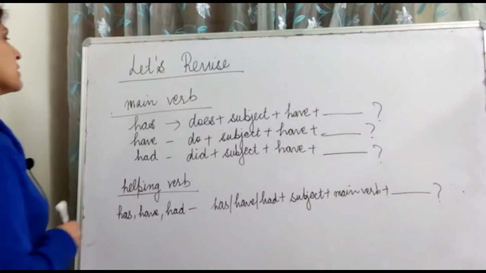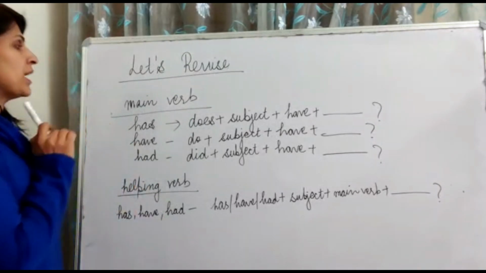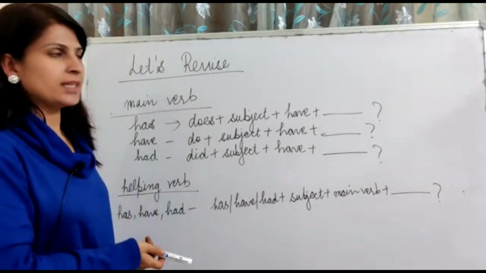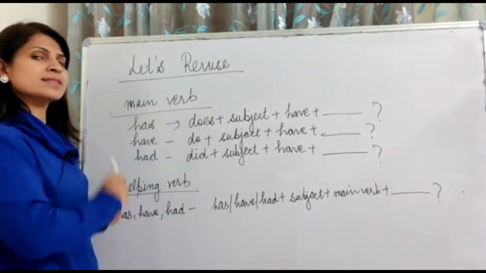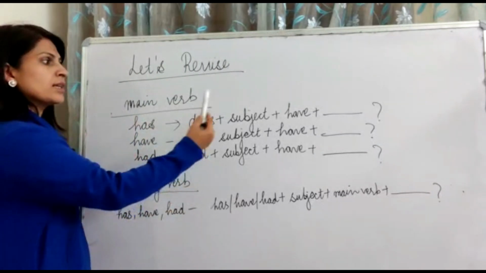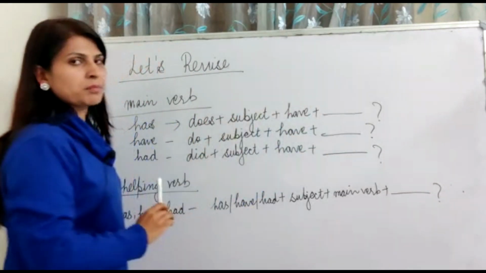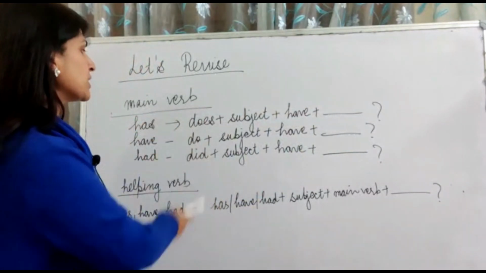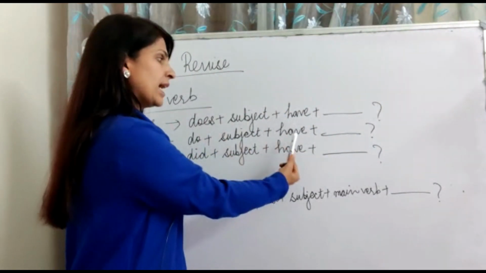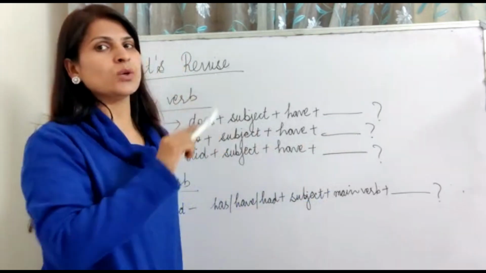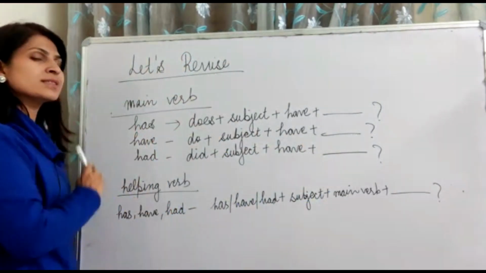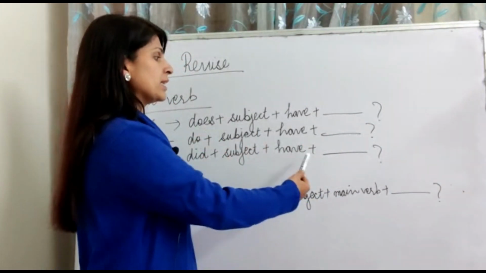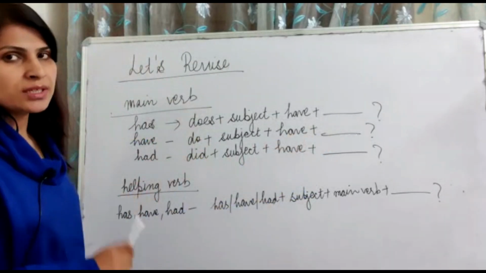Now let's quickly revise what we have learned today. Today we have learned that when has, have or had are used as the main verb in the sentence, then when there is has in the sentence, the question starts with does, then the subject, then have, and then the remaining part of the sentence, and then question mark. When we have have in the sentence, then the question starts with do, then the subject, then have, and then the remaining part of the sentence, and then question mark. When we have had in the sentence, the question should start with did, then the subject, then have, and then the remaining part of the sentence, and then question mark.